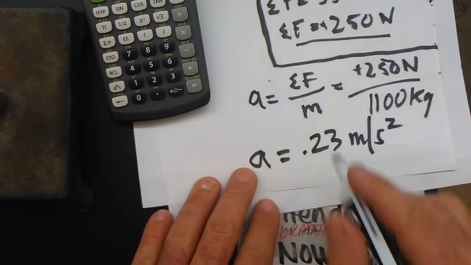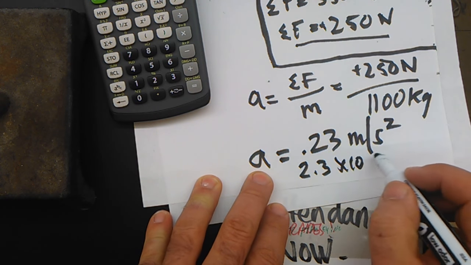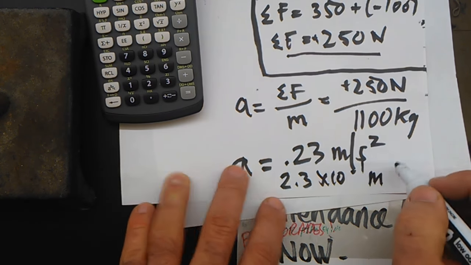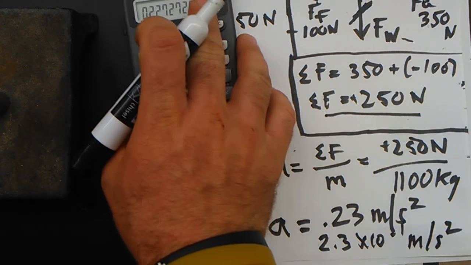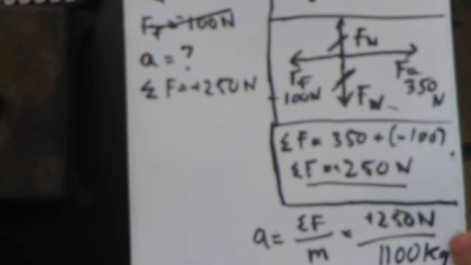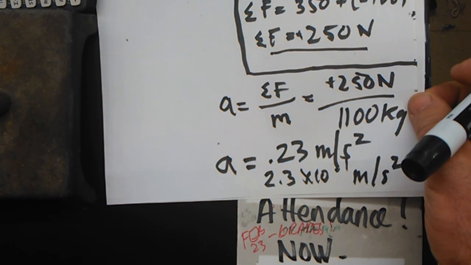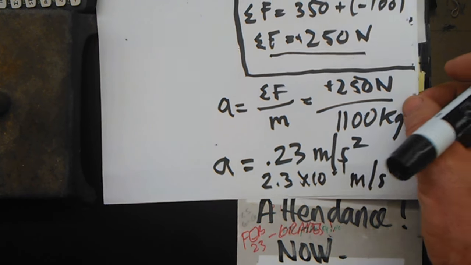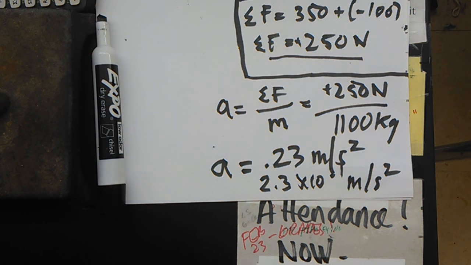Again, if you want to get that in scientific notation, it's 2.3 times 10 to the negative 1 meters per second squared. So it is accelerating indeed to the right. It's not going to be a quick one, but it is accelerating. So that's how you get that problem done. If you got an answer of 0.23, you are correct. That's your example. I'm going to give you some more examples of that in class.